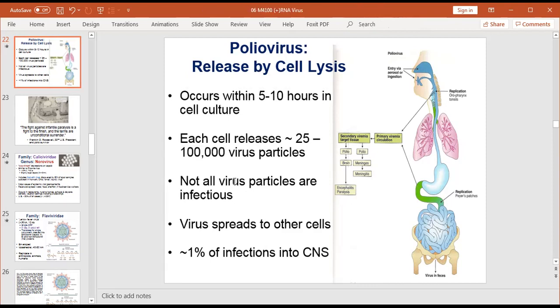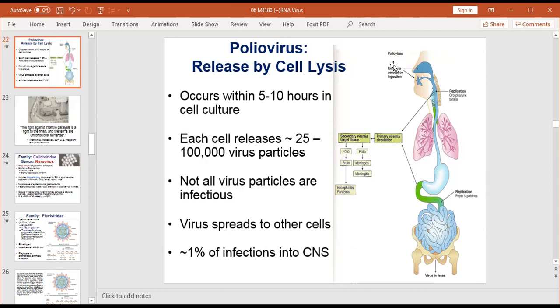And not all viral particles that are being produced are infectious. Remember, only those that are positive sense. And virus spreads to other cells, and about 1% of these infections will go into the central nervous system.